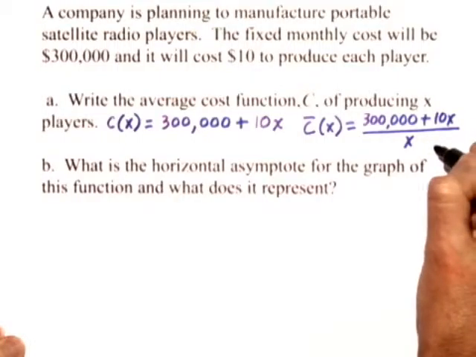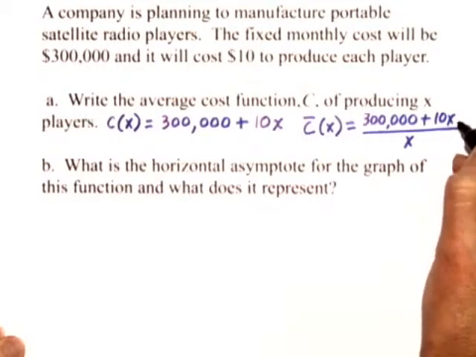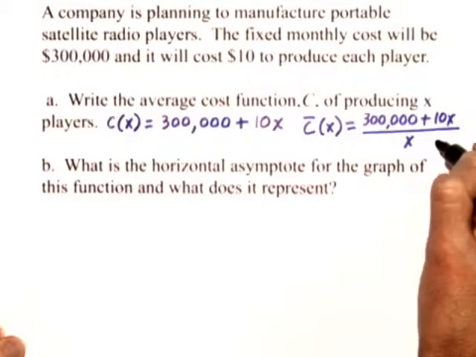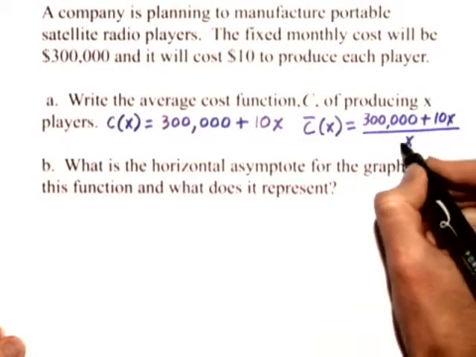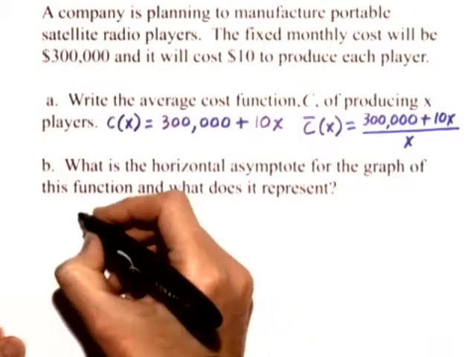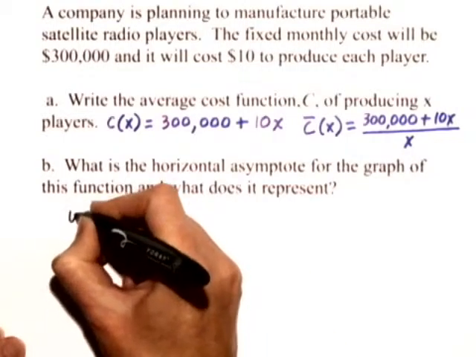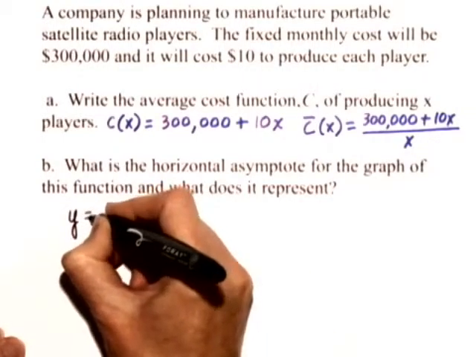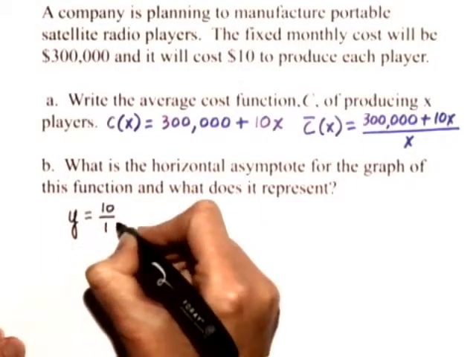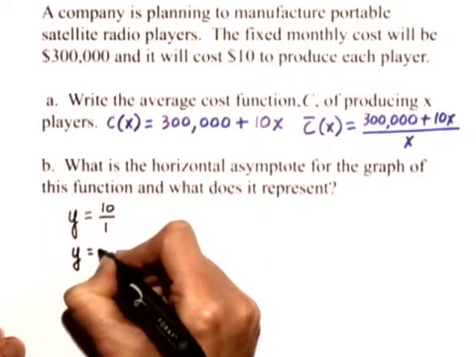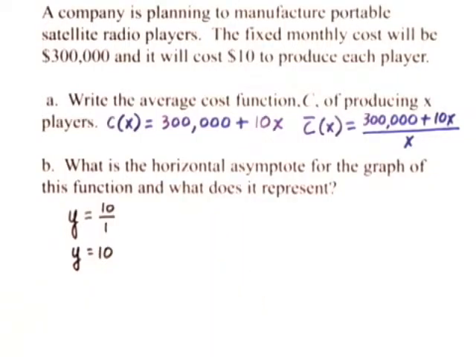In this case, the degrees are the same. They're both 1 since x is to the first power. So we look at the coefficient in the numerator, which is 10, and the coefficient in the denominator, which is 1. So we can say that the horizontal asymptote is simply y equals 10 over 1, or y equals 10. Now the question is, what does this represent?